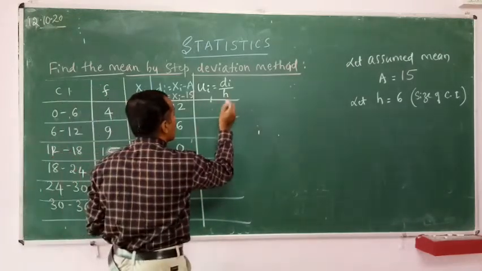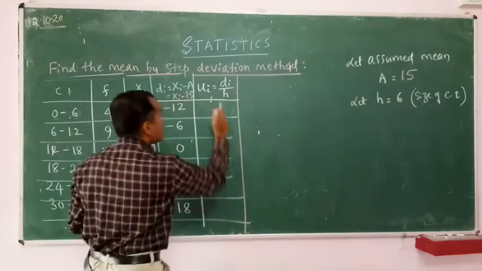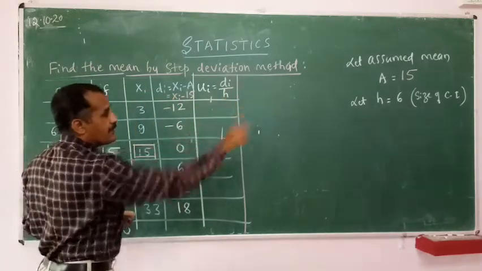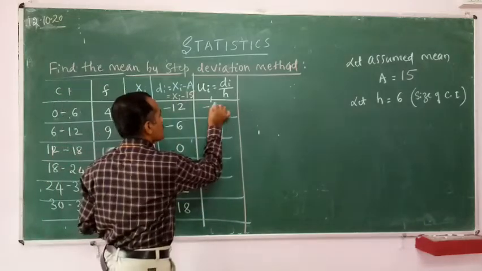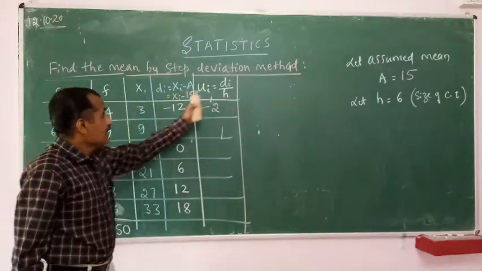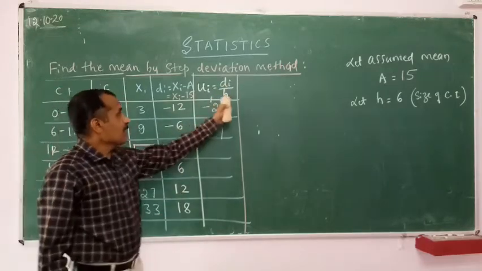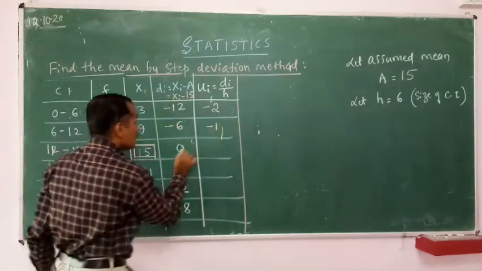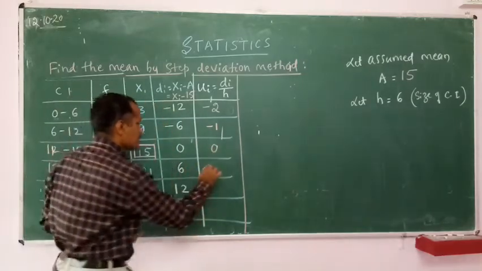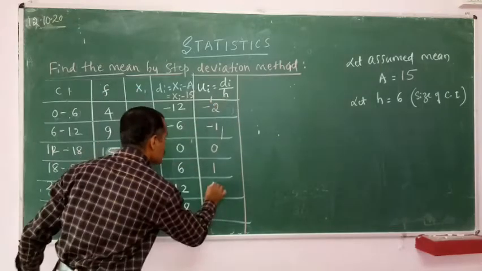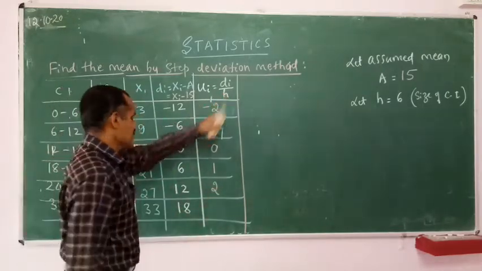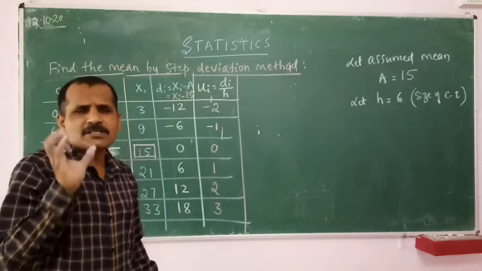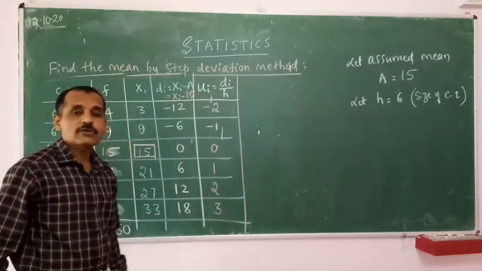H is equal to 6, so UI is DI divided by 6. These are the DI values; divide them by 6. Minus 12 by 6, answer is minus 2. Minus 6 by 6, minus 1. 0 by 6, 0. 6 by 6, 1. 12 by 6, 2. 18 by 6, answer is 3. See, the numbers are very much simplified. Very small numbers we are going to get.